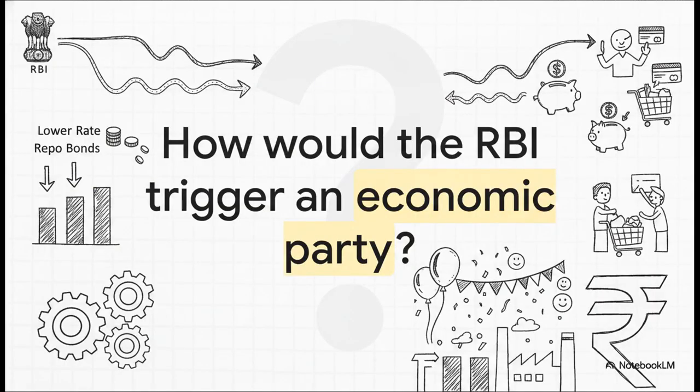So I'm going to leave you with this one final thought to test yourself before the exam. If the RBI woke up tomorrow and wanted to throw the absolute biggest economic party ever, causing a massive instant boom in credit and spending, exactly how would they manipulate these 3 dials? Would they raise or lower the repo rate? Would they buy or sell bonds? Hike or slash the CRR? Think about it, run the logic in your head, and you'll be ready for literally anything they throw at you.